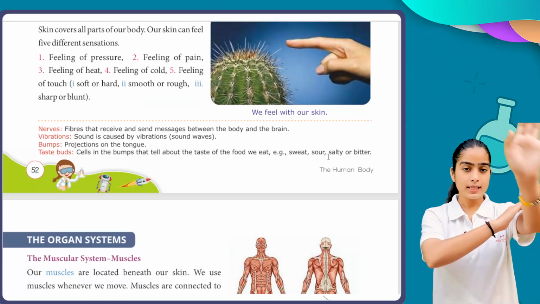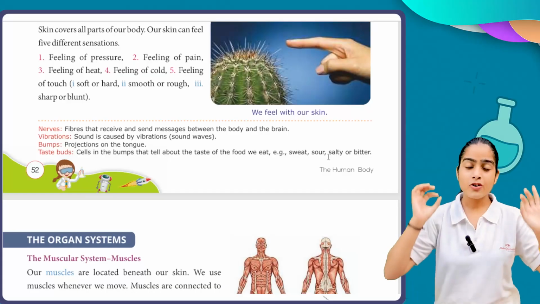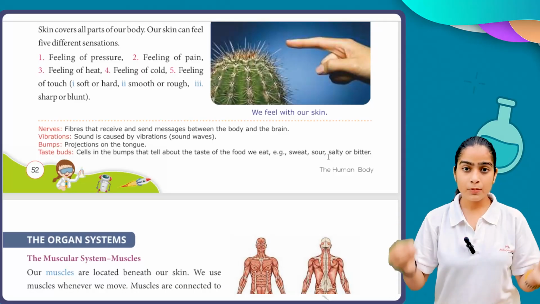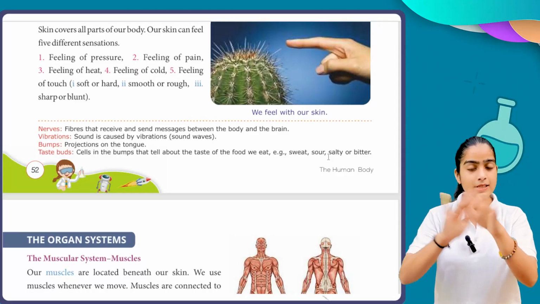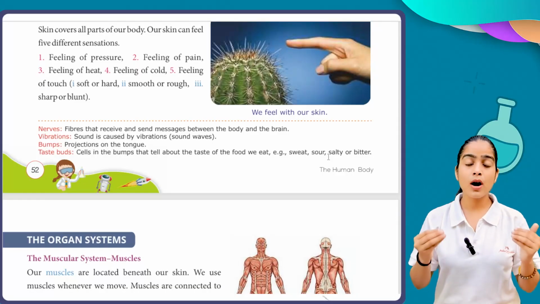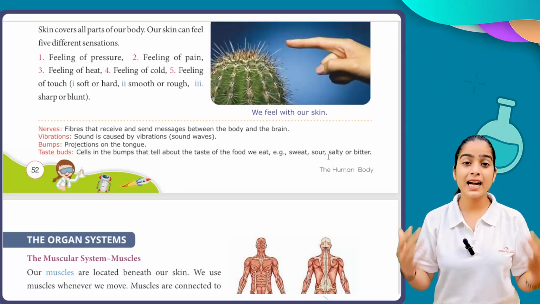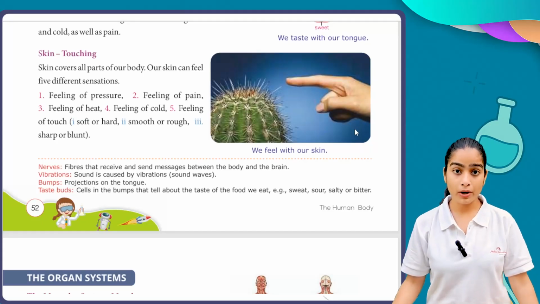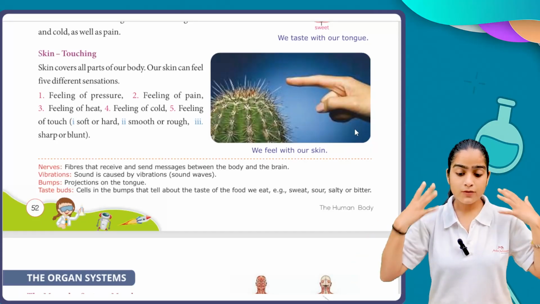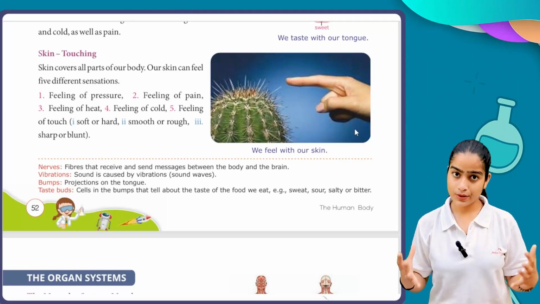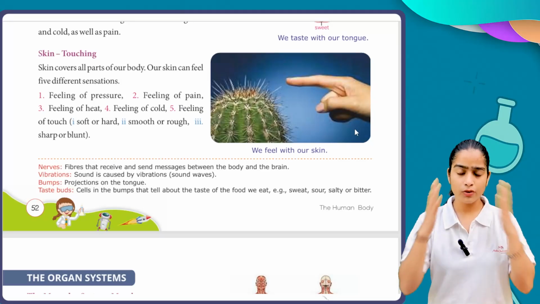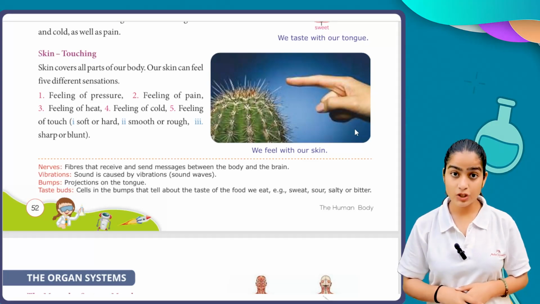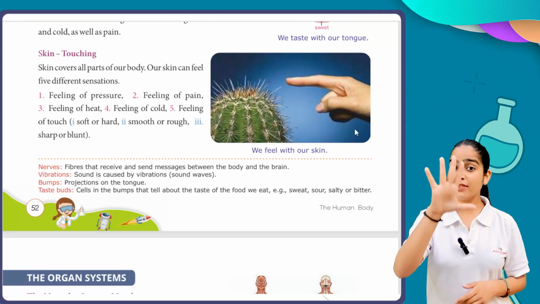After this, we have skin. This is your skin, and your skin helps you to touch, right? Your skin gives you an observation of any kind of touch. Skin covers all parts of our body. If you see, your body is fully covered with skin, on your legs, on your hands, on your face, right? Our skin can feel 5 different sensations.